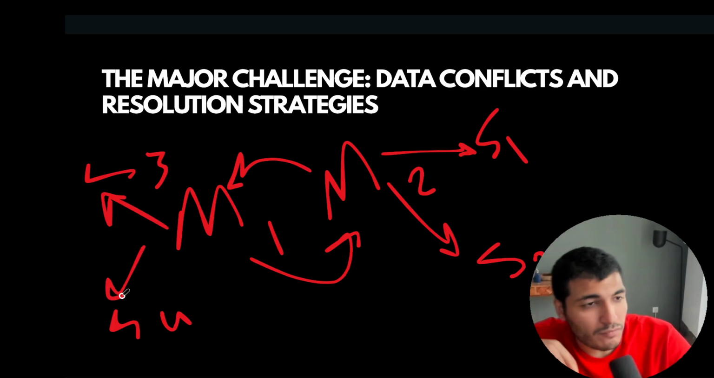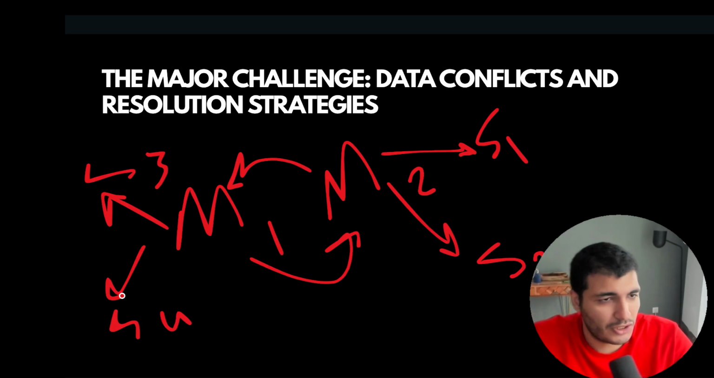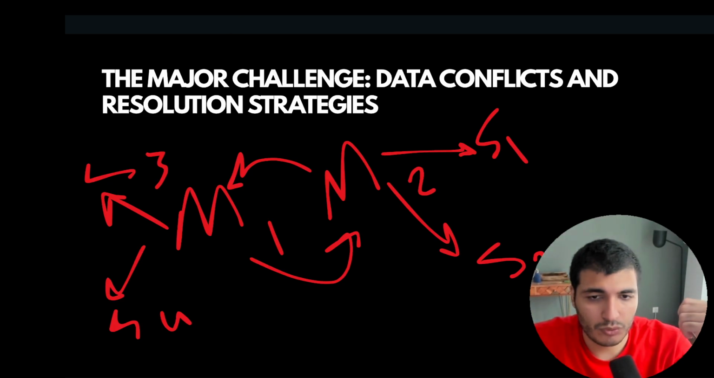So a data conflict occurs when two or more master nodes concurrently try to update the same piece of data before their changes have even replicated to each other. For instance, imagine a user profile record where node A updates the user's email address at the same time node B updates the user's phone number. Or even more problematic, both of them try to update the same field, which is the user email, to different values.